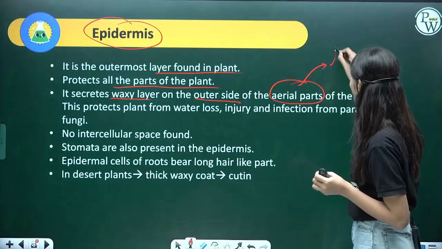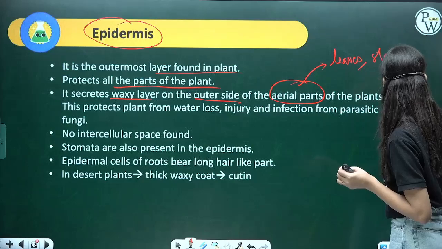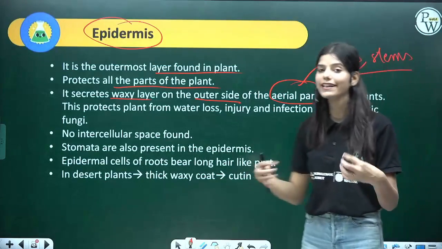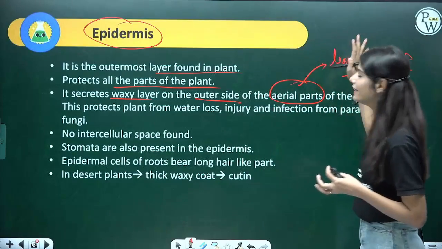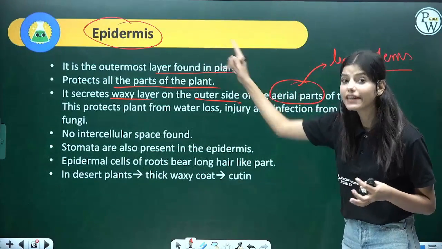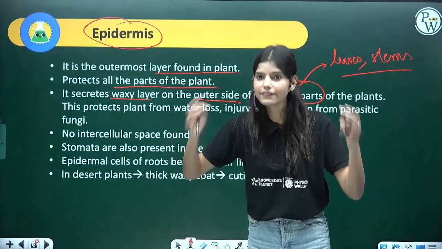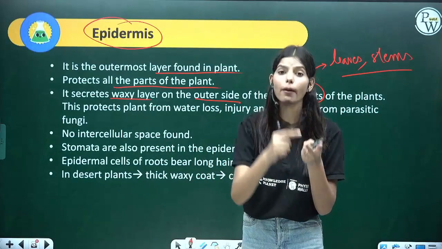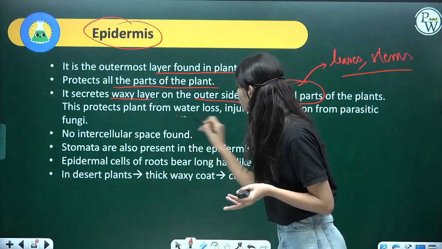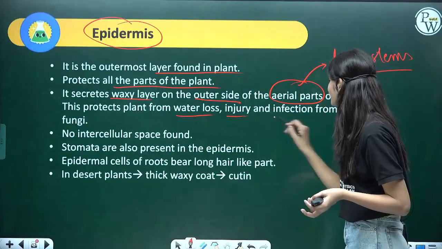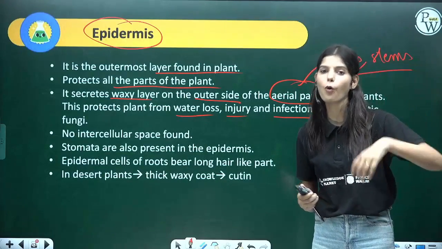For example, the leaves and stems are exposed to air, and they are called aerial parts of the plants. On the outer sides of the aerial parts, the epidermis secretes a waxy layer. And why exactly? To protect the plants from losing a lot of water, from infection, and also from injury. So it protects the plants from water loss, from injury, and from infection which can happen from bacteria, fungi or viruses.